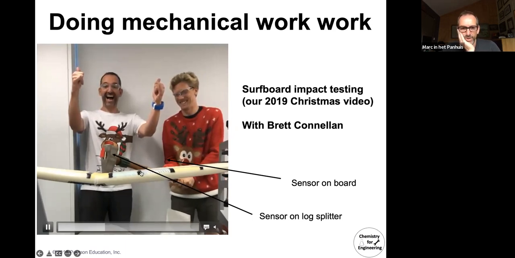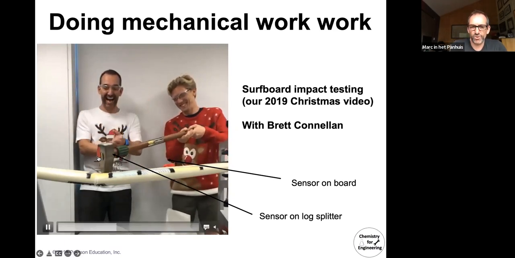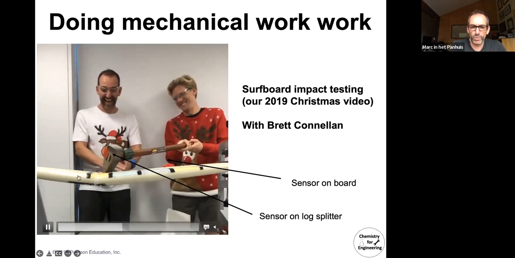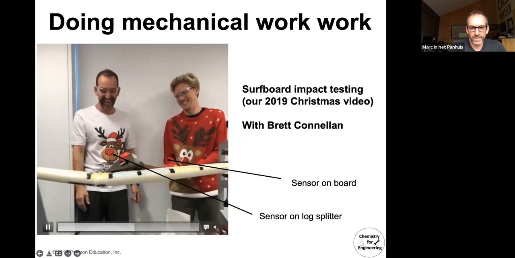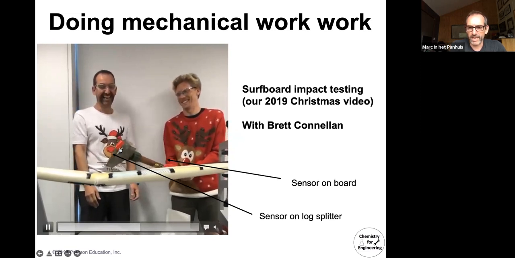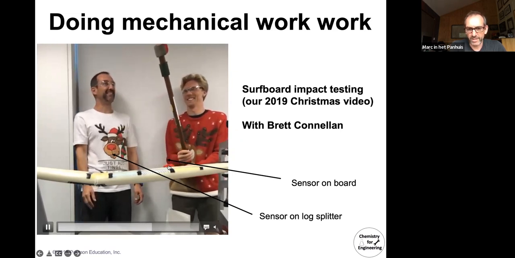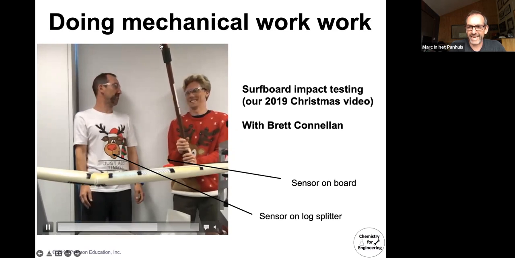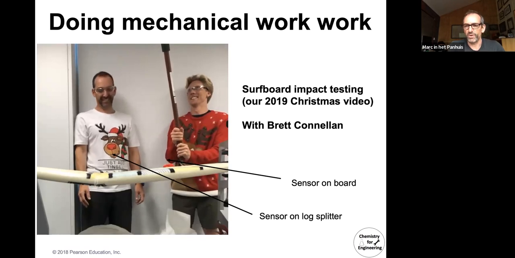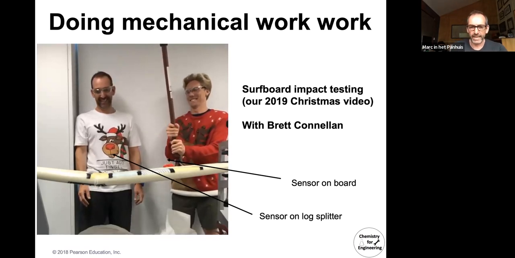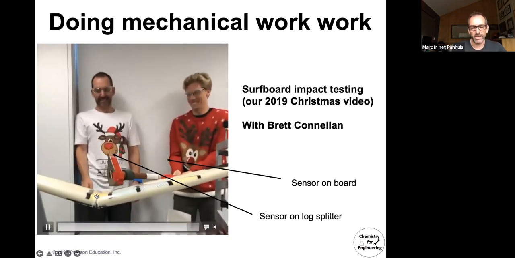And I should also point out that what we're doing here isn't just pure destruction, because we're actually looking at the transfer of load as we're doing work on this surfboard. So the surfboard has a sensor, this bit here on this wood splitter, and then there is also a sensor here on the board. So by putting in mechanical work, we can look at how load transfers. But in essence, we're doing mechanical work. There may also be a little bit of heat generated as we're doing this impact.